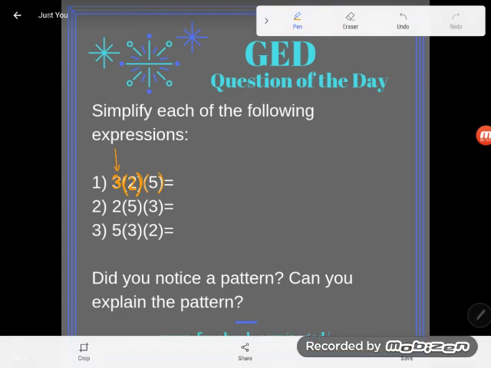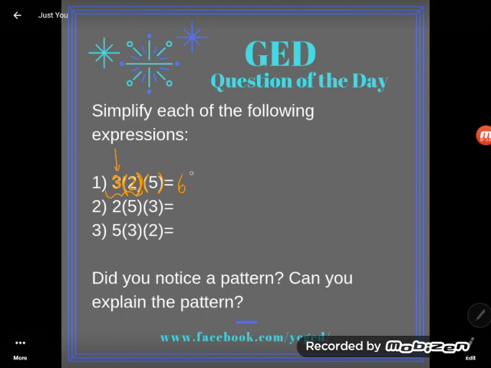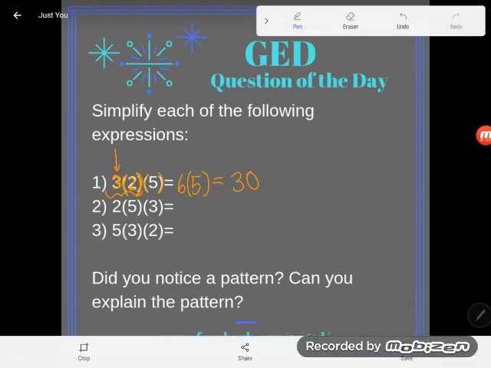Super easy to simplify. We'll just multiply two numbers at a time. 3 times 2 is 6. And of course, if I multiplied these 6 times 5, I'd get 30. So final answer there, simplified, is 30.